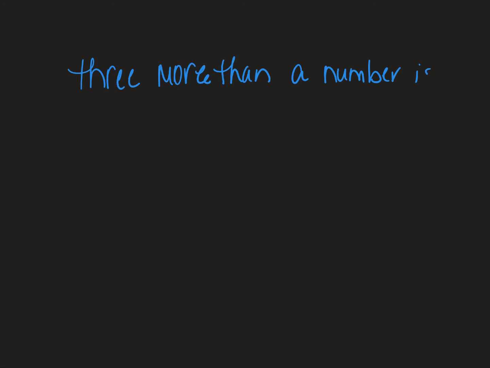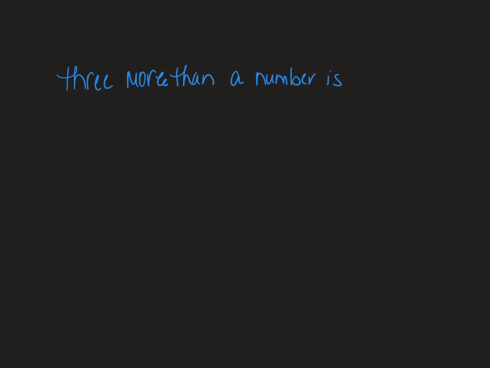Here, let's look at A. You have 3 more than a number is 18. Okay, let's break it down. So 3 more than is addition. A number is whatever variable. Is an equal sign, 18.